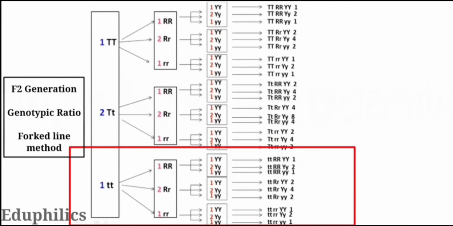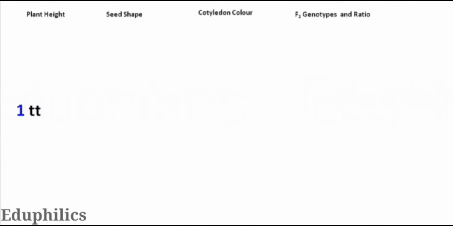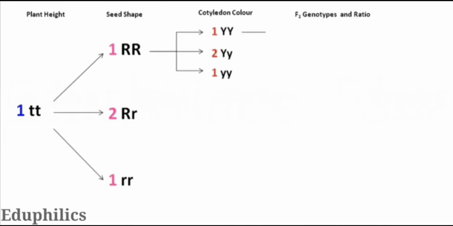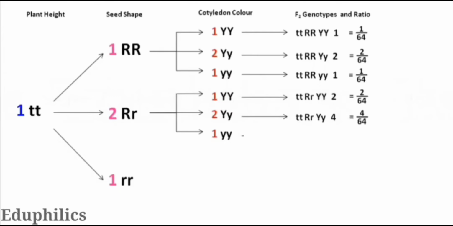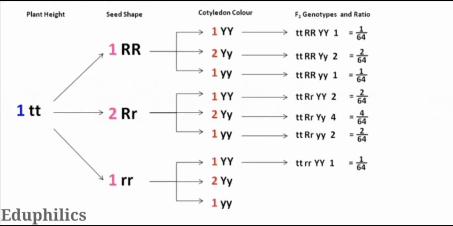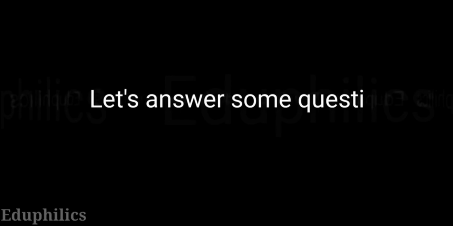Let's watch this part of the cross where the combinations are with homozygous recessive genotype dwarf. In exams, if you are familiar with all monohybrid crosses, you can easily guess the ratio without writing the entire cross. Let's see how.